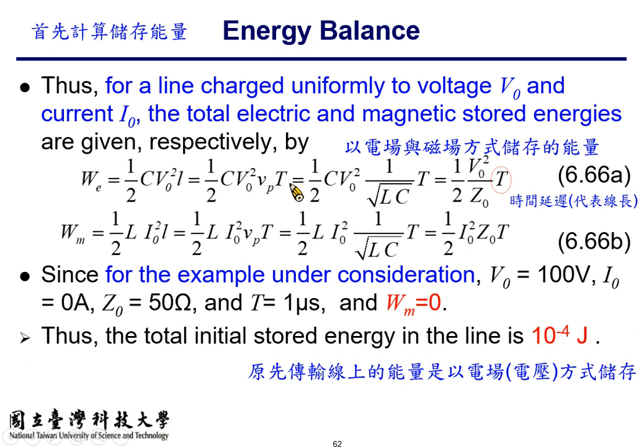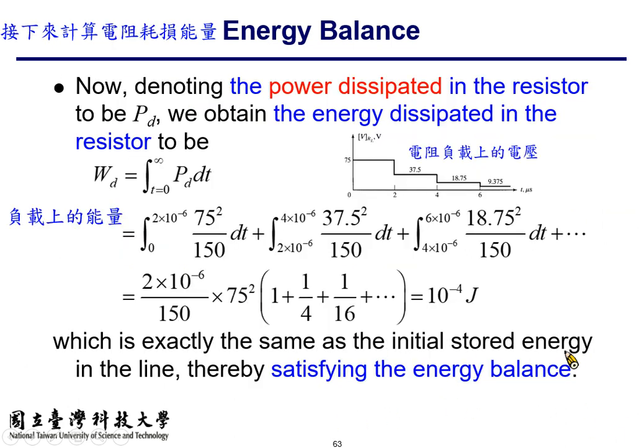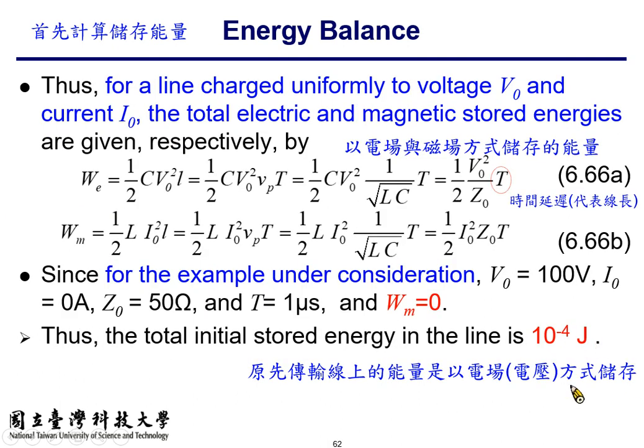the energy stored in terms of electrical field, can be calculated as 10 to the minus 4 Joule. Using 6.66A, 100 squared divided by 2, divided by 50, times 10 to the minus 6, equals 10 to the minus 4 Joule. And this is the initial energy stored on the transmission line.